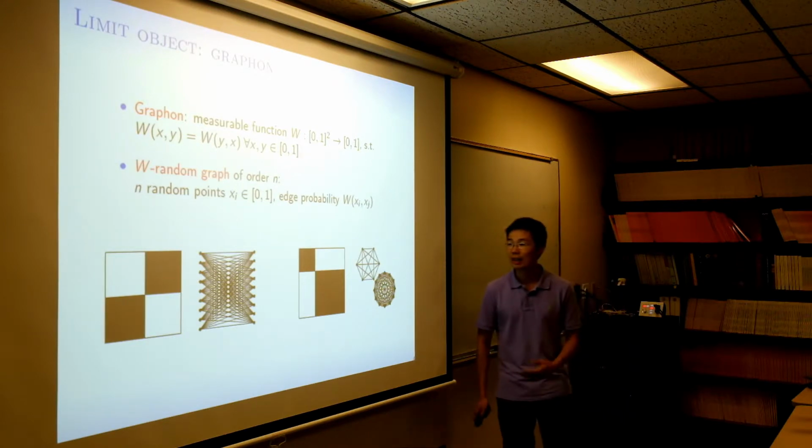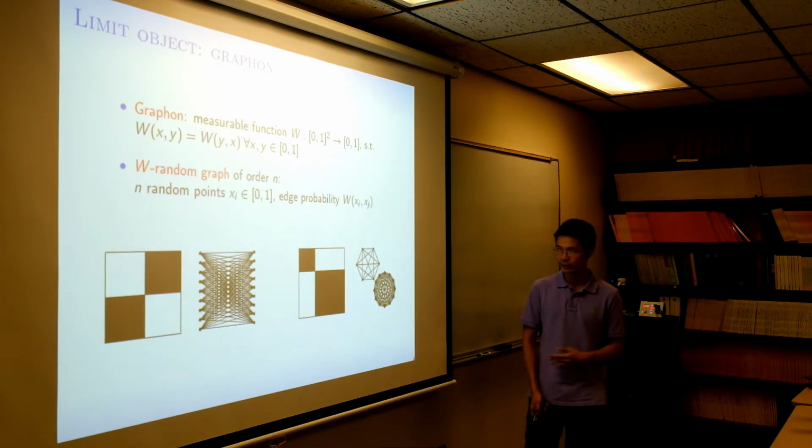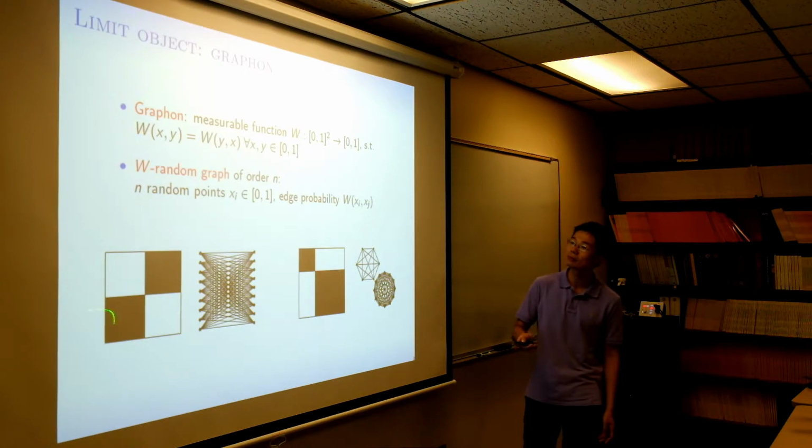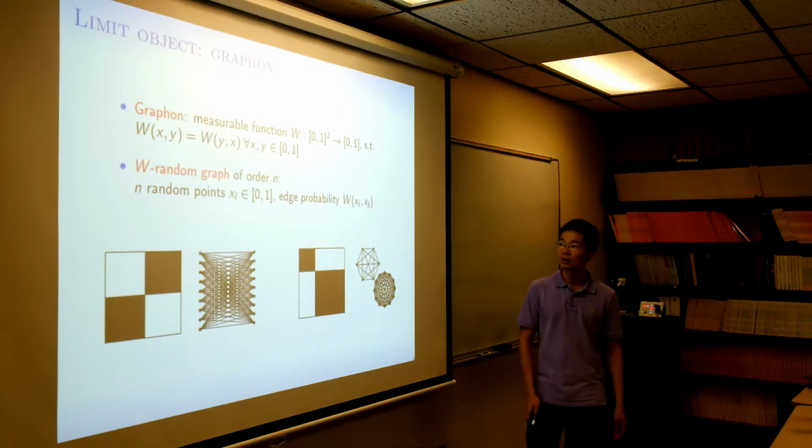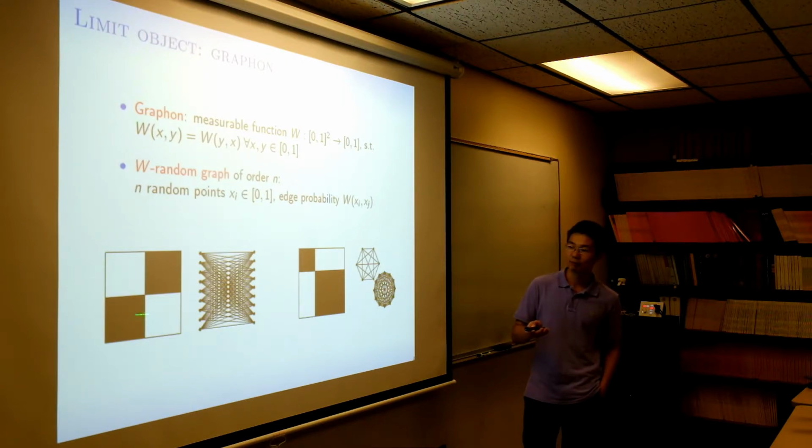And a W-random graph means, from such a function, you randomly pick n vertices along the line from 0 to 1, and 0 to 1 here, the same vertices, say x_i, and you look at whether x_i x_j is an edge with probability equal to the value of your function, W(x_i, x_j). In this way you get the random graph. Any questions? No.